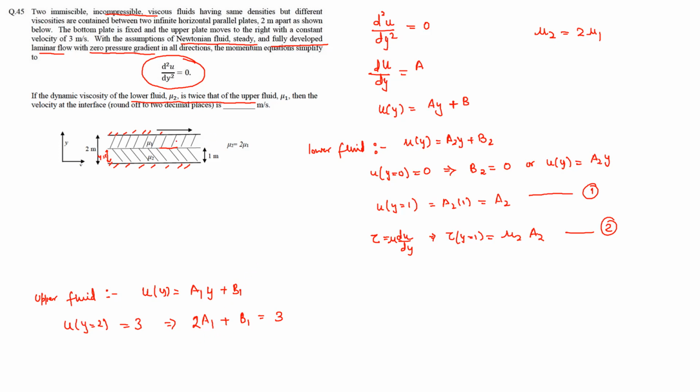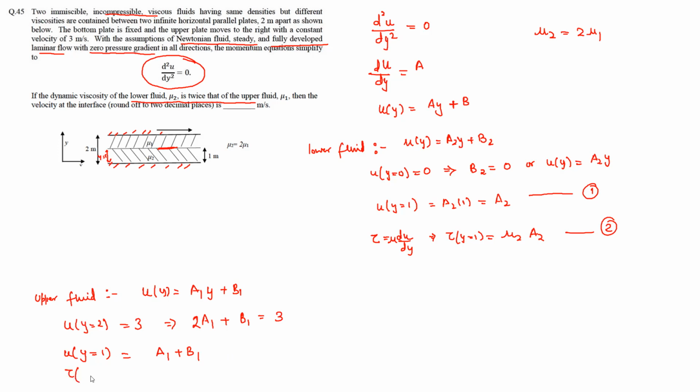Now the interesting part comes. Since at the interface you can't have two velocities going on, at this interface the shear stress and the velocity of the upper and the lower fluid have to be the same. So let's see the velocity of this upper fluid at the interface, or at y is equal to 1. That will be equal to a1 plus b1.